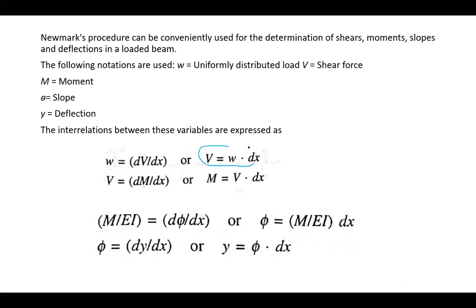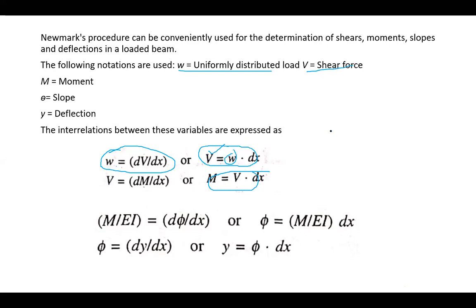So this is the relationship between the load and shear force V, where V is the shear force and W is the uniformly distributed load. We know that W is equal to dV by dx, and vice versa, dV is equal to W into dx. Similarly, V is equal to dM by dx, or dM is equal to V into dx, or M is equal to the integral of V dx. These are the relationships we need to keep in mind: V is equal to W into dx, M is equal to V into dx. So each one is multiplied by dx.